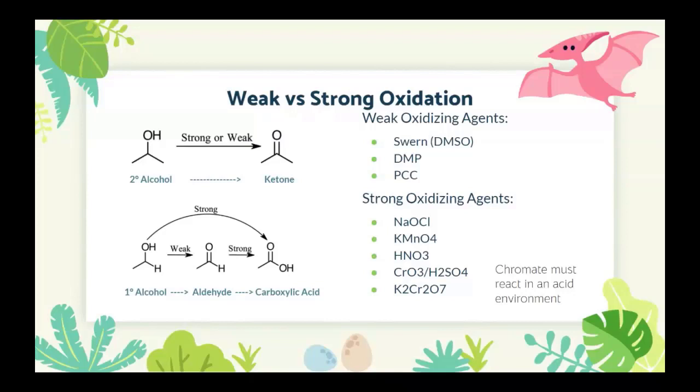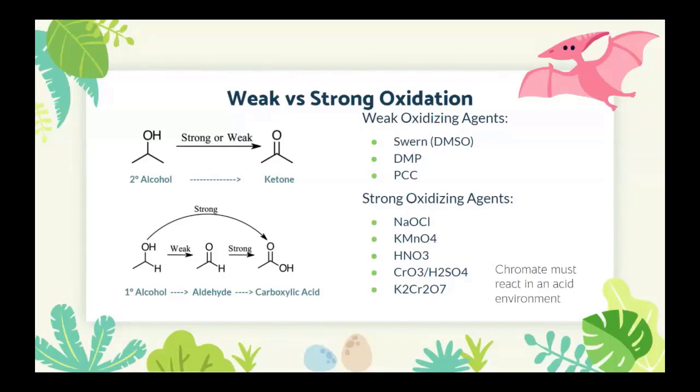So with secondary alcohols, you're going to notice that regardless of whether they're strongly or weakly oxidized, they're going to be oxidized to ketones. For primary alcohols, they can be weakly oxidized to aldehydes, which are a slightly higher oxidized form, or they can be strongly oxidized to carboxylic acids. And you'll also note that similarly, strong oxidizing agents can also be used to convert aldehydes to carboxylic acids.